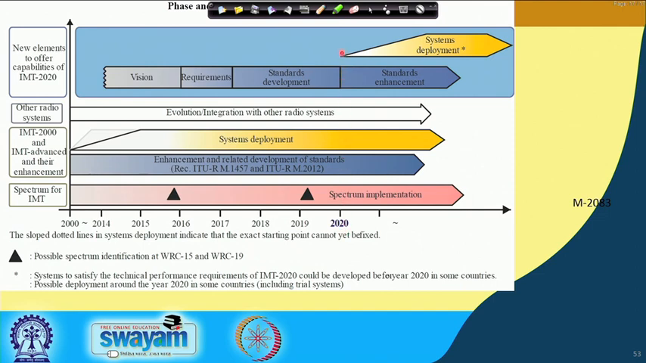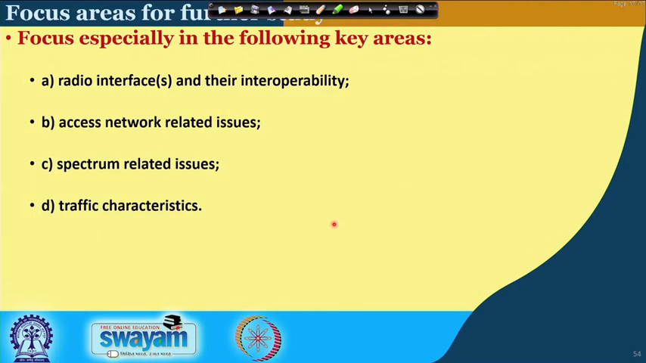So it is expected that around 2020 the deployments would slowly start to come in, although there are claims that there are already existing deployments which are somewhat before 5G, that is release 15. Hence we are almost going to experience 5G in phases. By 2020 the full-fledged deployment of 5G is expected to come in. And we have also said some of the focus areas are radio interface, access network, spectrum, and traffic characteristics.